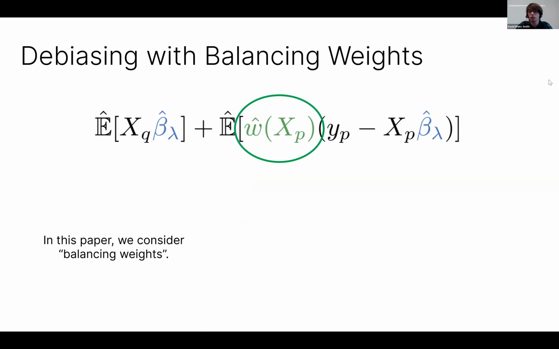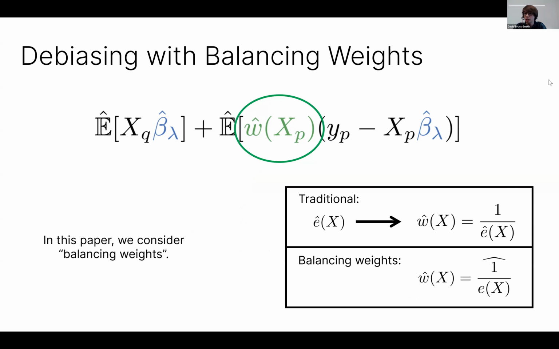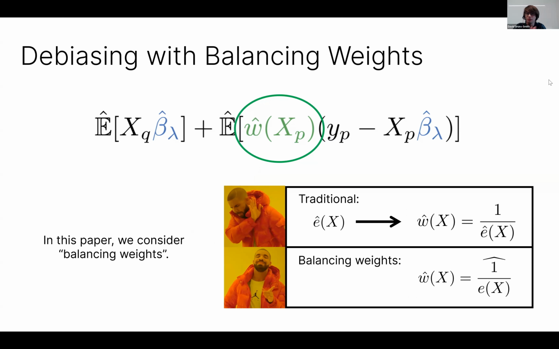So these are all equivalent ways of thinking about what this W is supposed to be. In this paper, we're going to consider using a very particular estimator for W, which is called balancing weights. Traditionally, one would estimate the propensity score, E hat, and then invert it. So you get a sort of plug-in estimate of W hat by taking 1 over E hat. With balancing weights, you just target those weights to estimate 1 over E directly. So we're not going to do this sort of plug-in and invert. We're just going to estimate the weights directly.